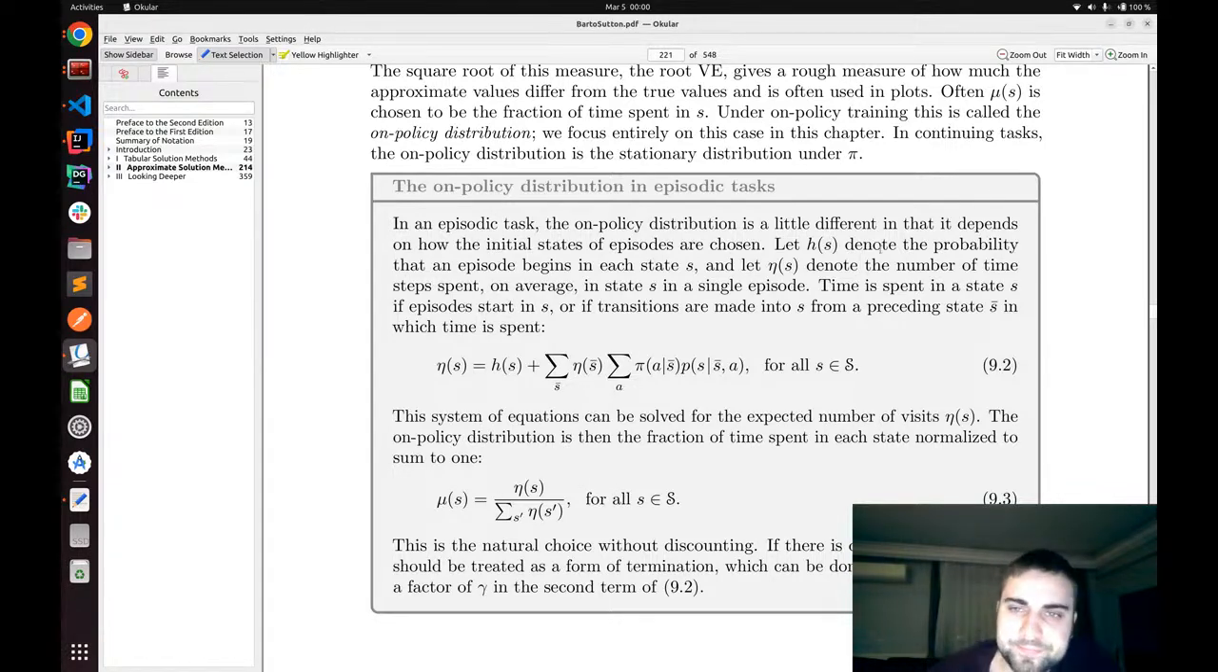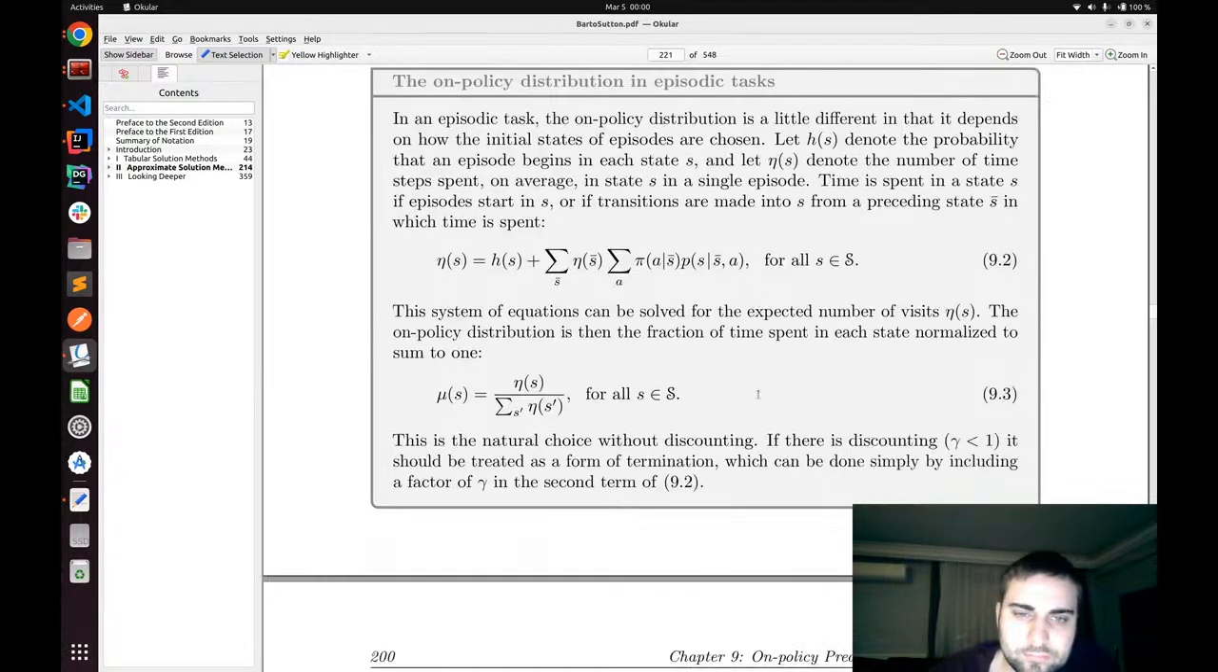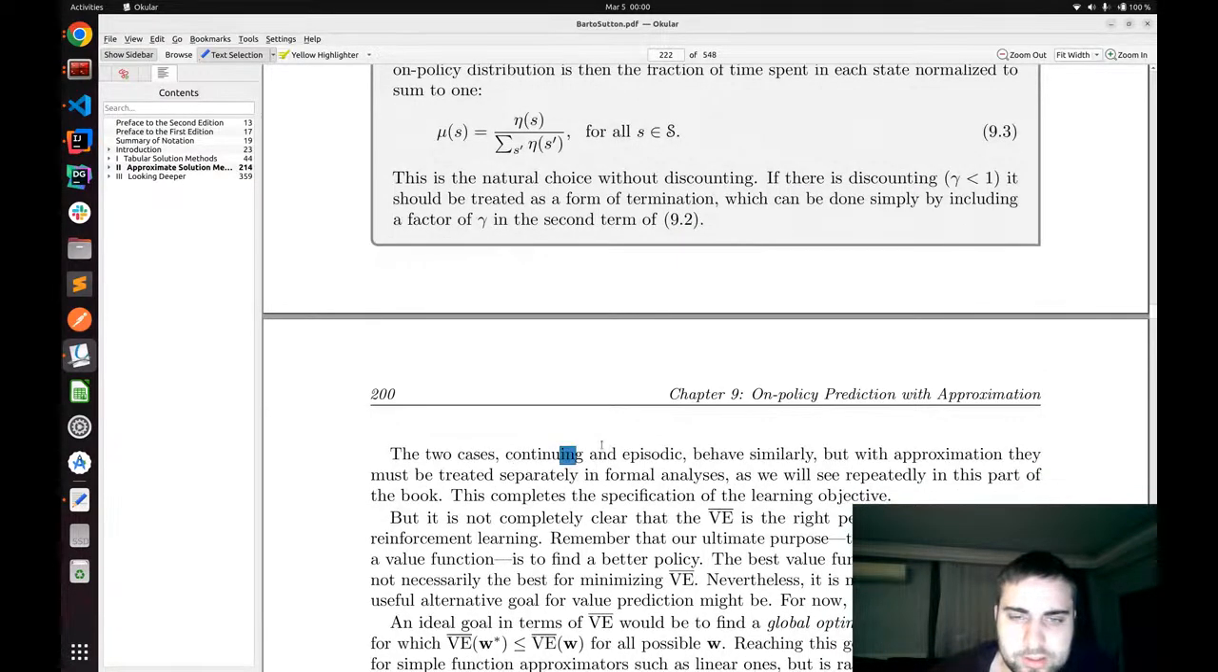Basically, this is just one, an actual choice without discount. If there's discounting, it should be treated as a form of termination, which can be done simply by including a factor in the second term of 9.2. The two cases, continuing and episodic, behave similarly, but with approximation they must be treated separately in formal analysis, as we will see repeatedly as part of the book.